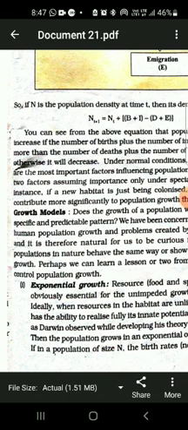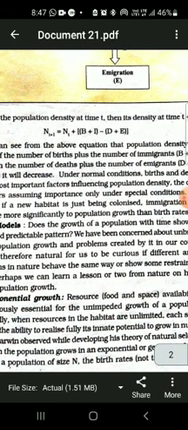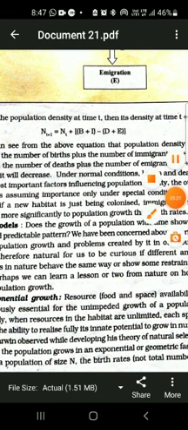It requires very painstaking deliberation, then only you can understand it, because it has been explained in terms of mathematical calculation of the population growth, and we shall discuss this mathematical calculation in our next class.